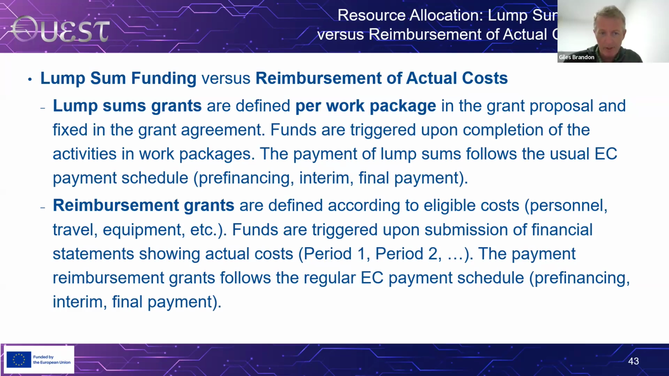On the other hand, reimbursement grants, the old style, which to some extent still exists, certainly for the Pathfinder Open project that I have, here the costs are defined according to eligible costs for personnel, travel, equipment, and so forth. The funds are triggered upon the submission of financial statements showing actual costs for period 1, period 2. Similar to lump sum, the payment of reimbursement grants follows the regular EC payment schedule: pre-financing, interim, final payment.